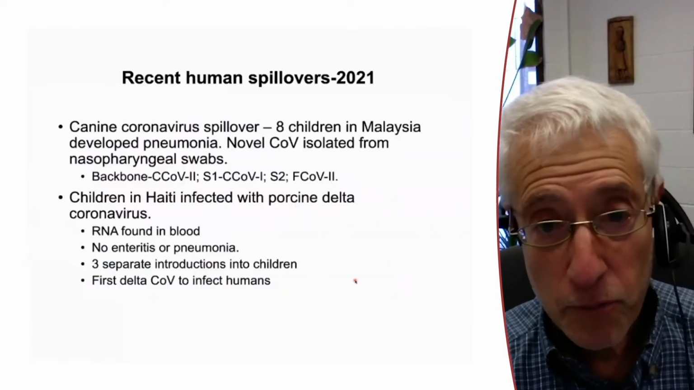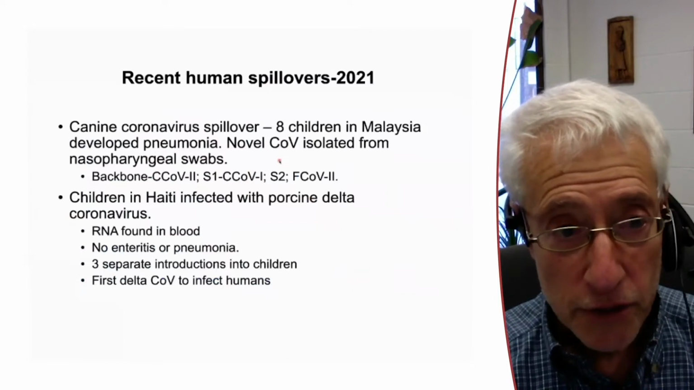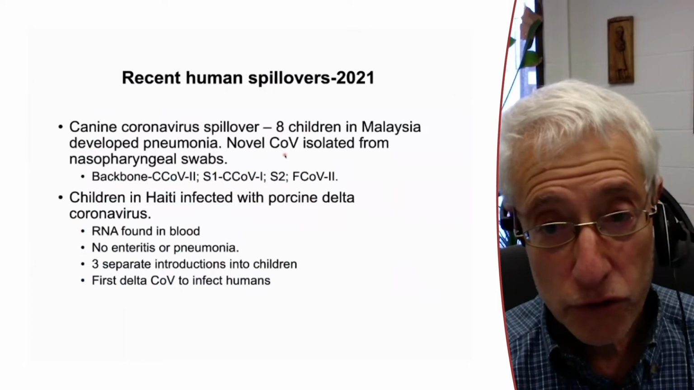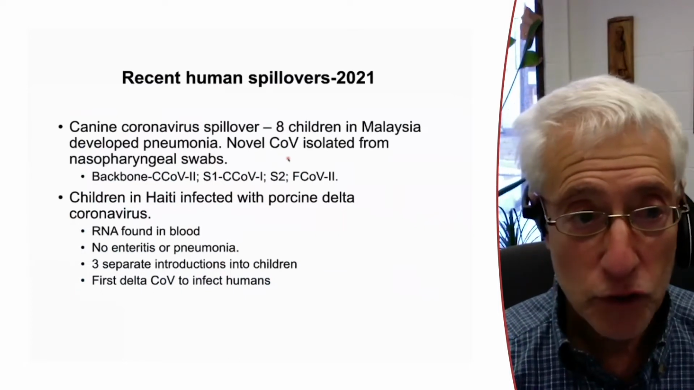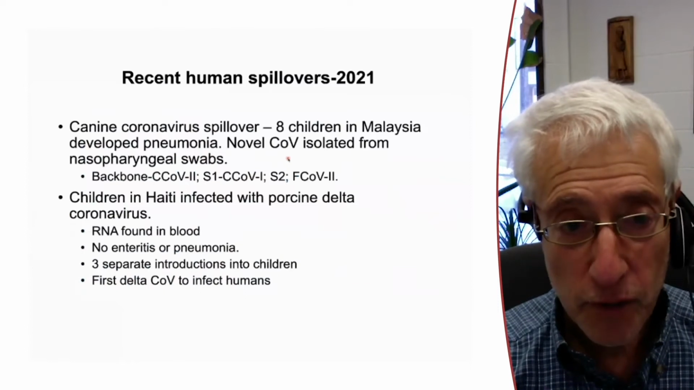So there are other spillovers that I think are worth noting. There's a spillover of canine coronavirus that was noted just last year in Malaysia. 8 children developed pneumonia, and a novel coronavirus was isolated from these children.